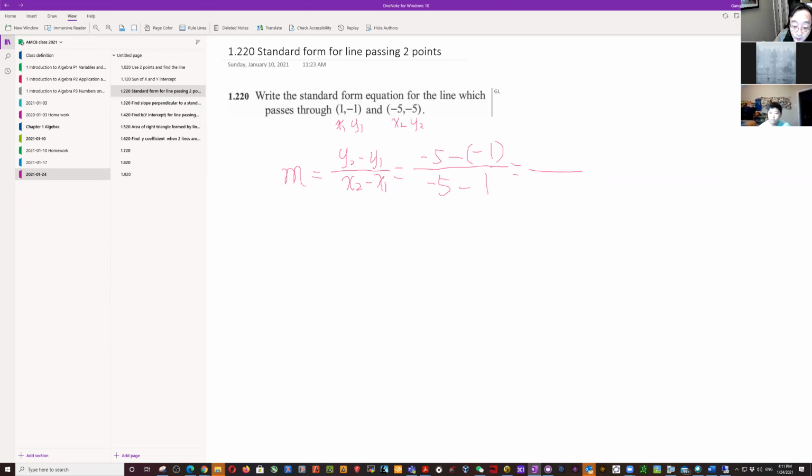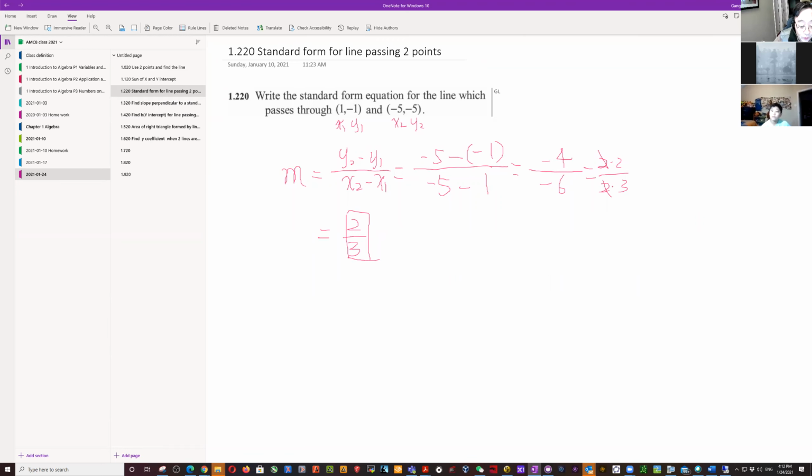So negative minus negative is going to be positive. -5 plus 1 equals -4. And -5 minus 1 is going to be -6. So it's going to be 2/3, because the negatives cancel, and this is actually 2 multiplied by 2 and 2 multiplied by 3. So we cancel the common 2, and we get this as the slope. So writing a line through 2 points is always a 2-step deal.